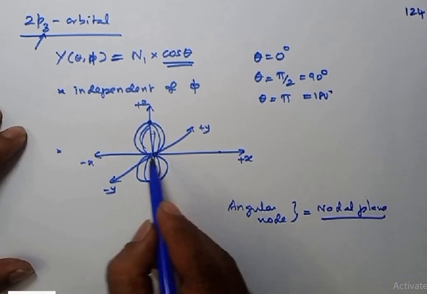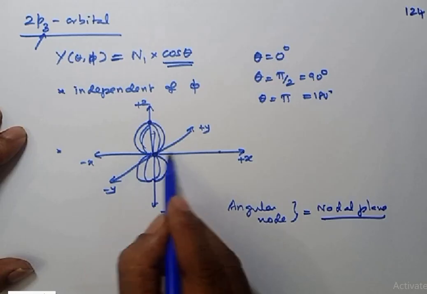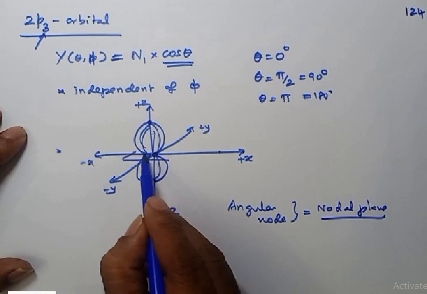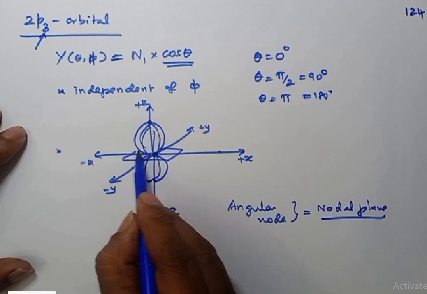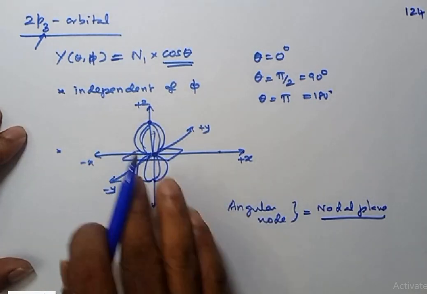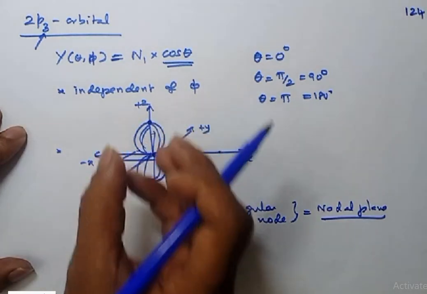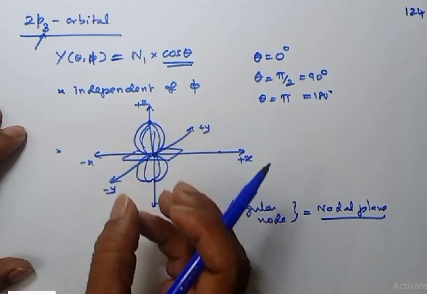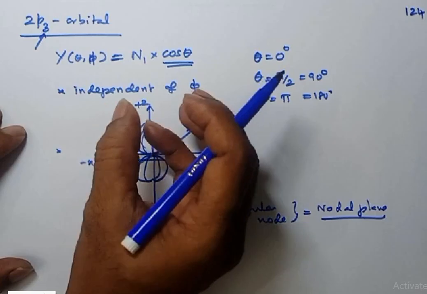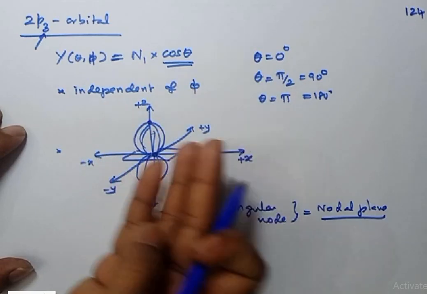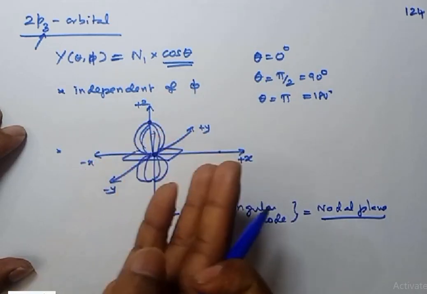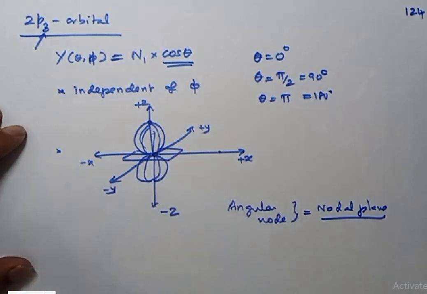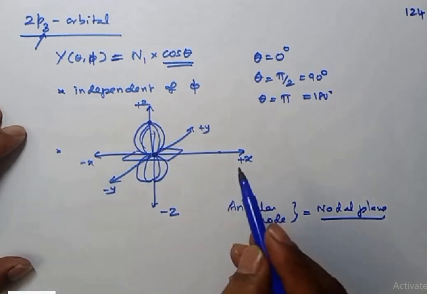Nodal plane. Listen. In the xy plane, if you keep a plane here, the plane passing through the center of the upward sphere and downward sphere, between them, where probability is 0, this plane is called a nodal plane.